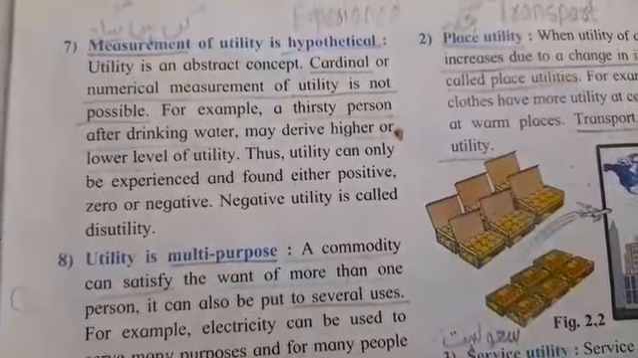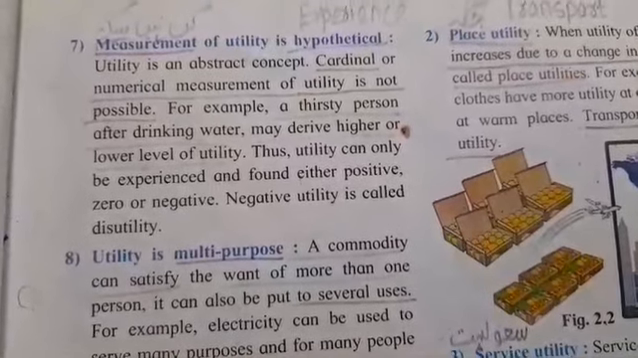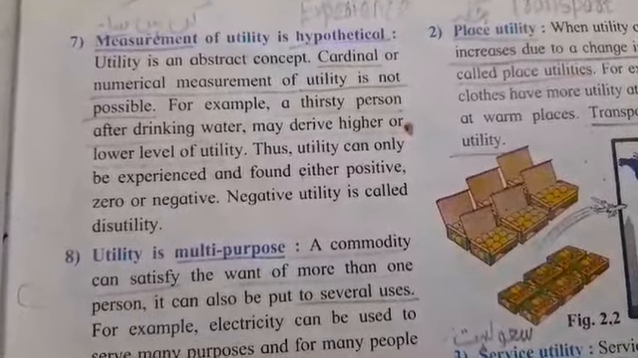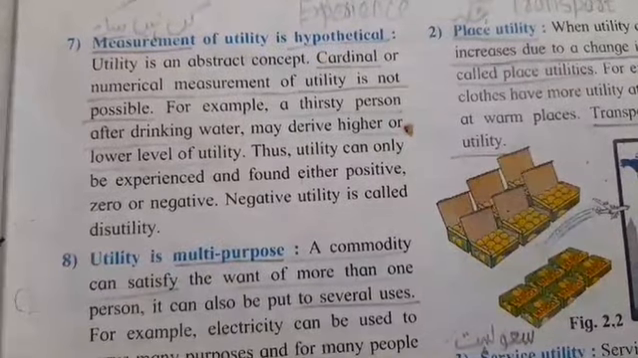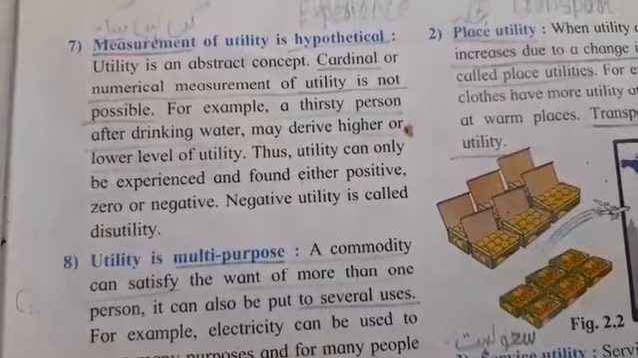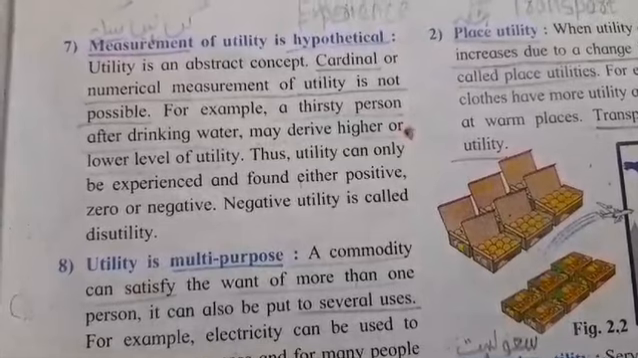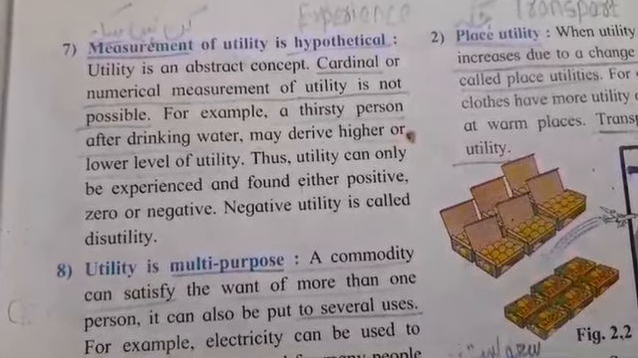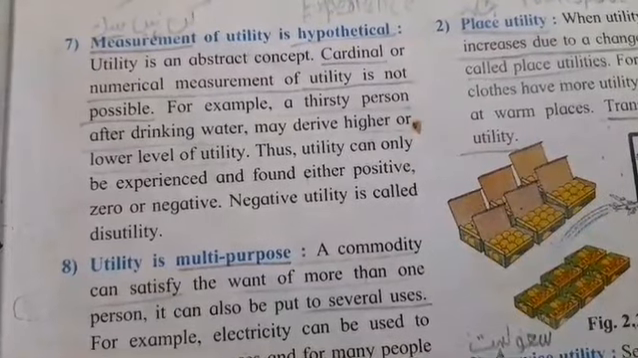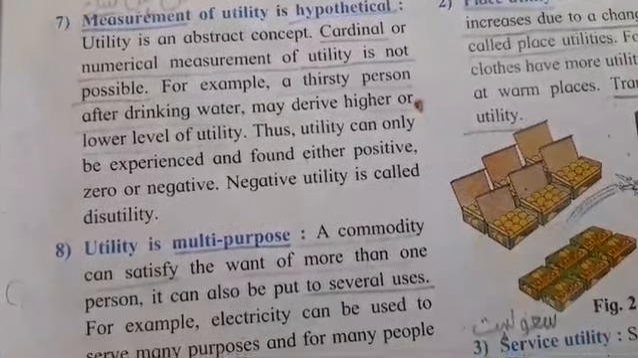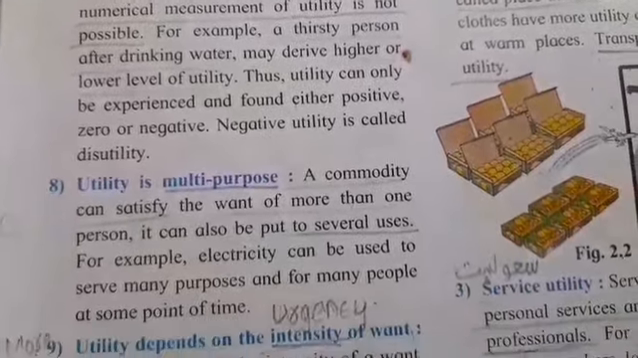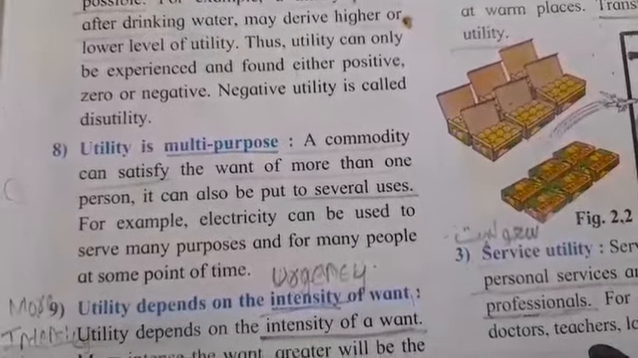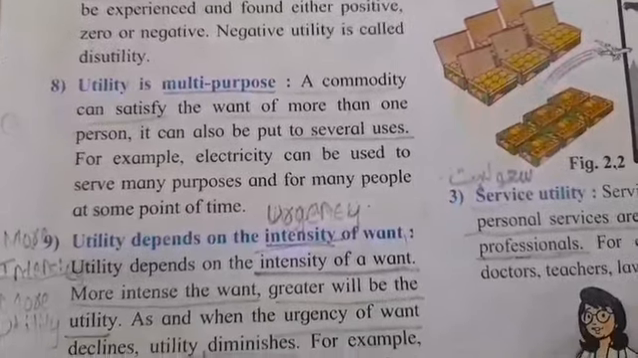Seven. Measurement of utility is hypothetical. Utility is an abstract concept. Cardinal or numerical measurement of utility is not possible. For example, a thirsty person after drinking water may derive a higher or lower level of utility. Thus, utility can only be experienced and found to be either positive, zero or negative. Negative utility is called disutility.